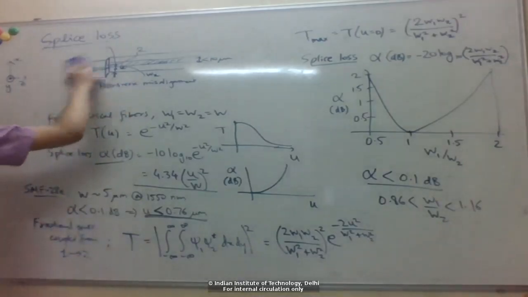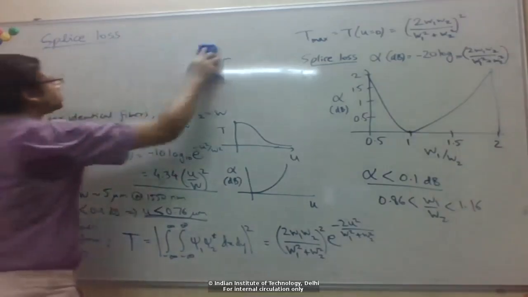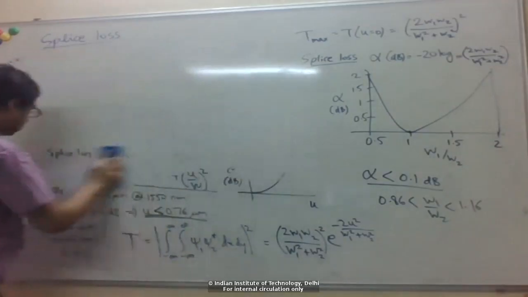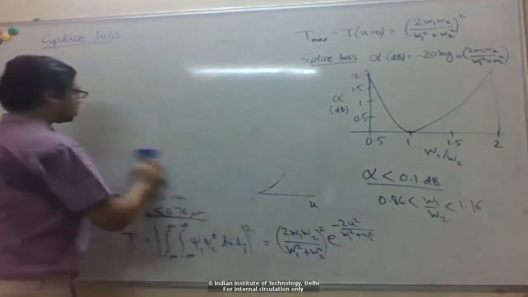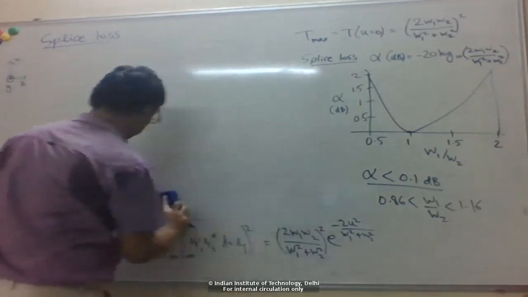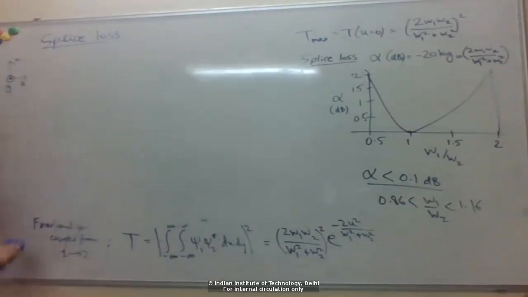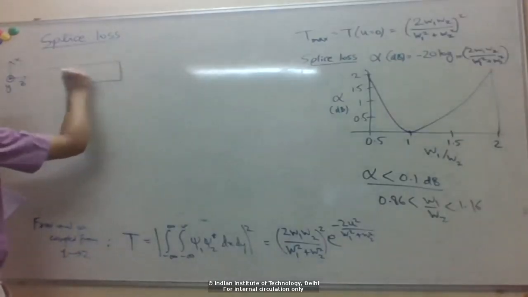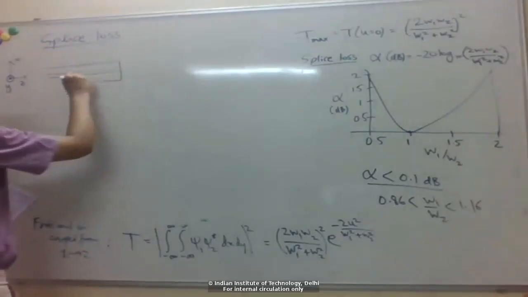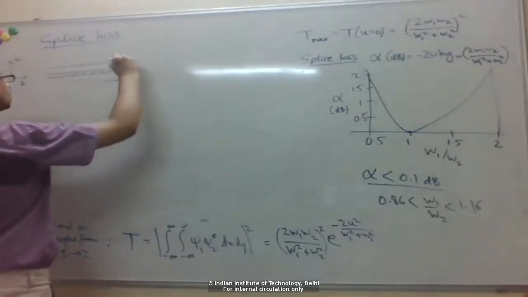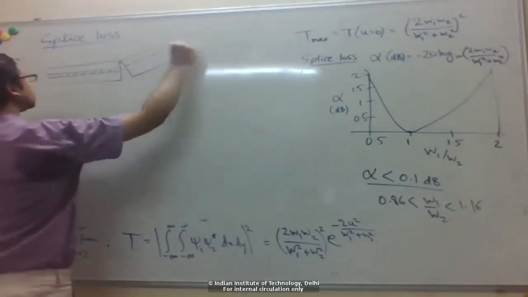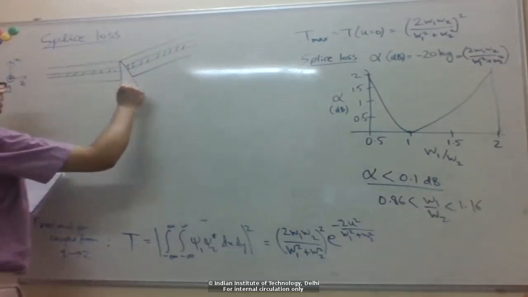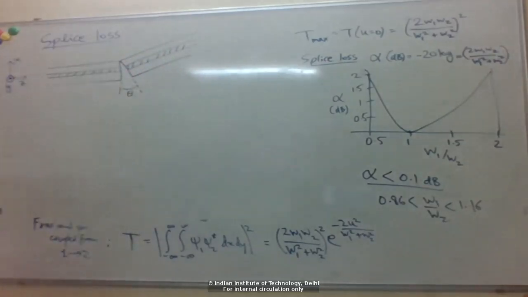The other type of misalignment could be the angular one, like this. Of course, this is highly exaggerated. Typically, the angles will be really small, and they need to be really small. You'll see that it's very sensitive.